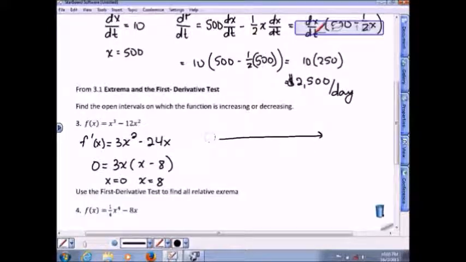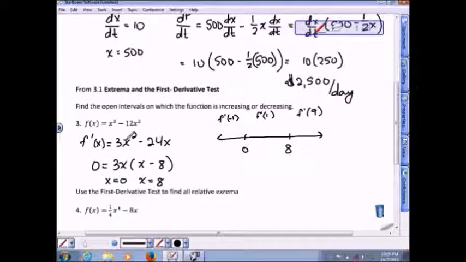Okay, now on a number line we test values in each interval. The number line places the critical values, and we test points within each interval into the first derivative to see if it yields positive or negative values. So we could test f prime of -1, we could test f prime of 1 in this interval right here, and we could test f prime of 9. It doesn't matter the actual value that it yields, just whether it's positive or negative.